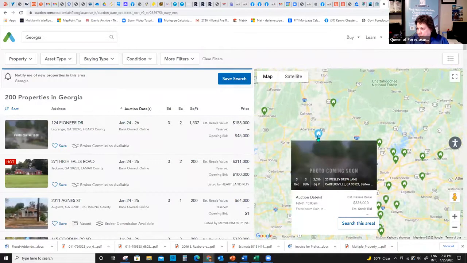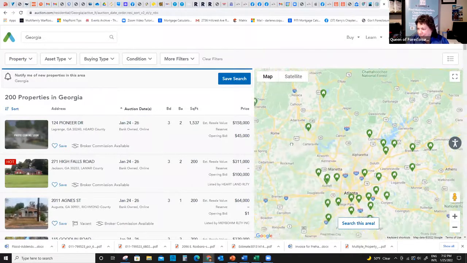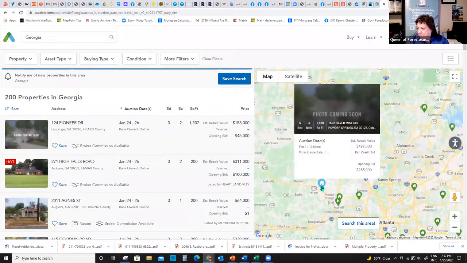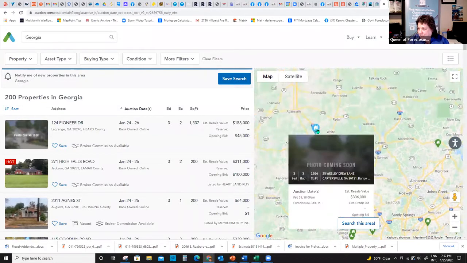Ooh, there's a good one right there. I want to see this one in Cartersville. Cartersville, one of my favorite areas. It's 336. Okay, next. Not wanting to look at Cartersville at 336. Hiram, 497. Oh, actually, they're looking at retail. Let's just see this property. See if I can get this one.